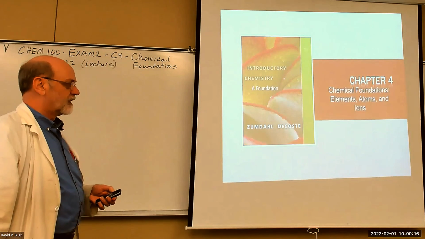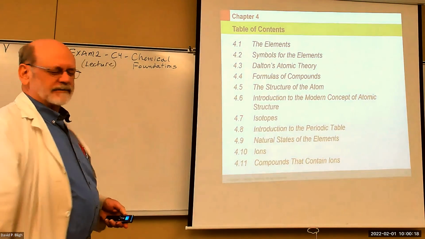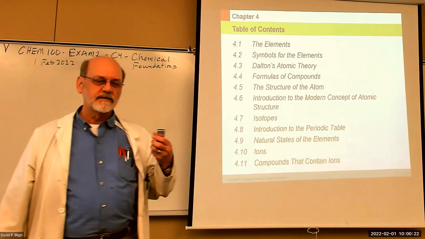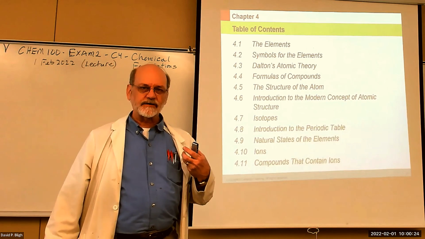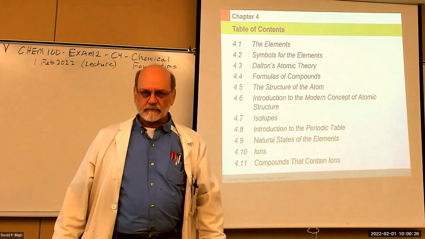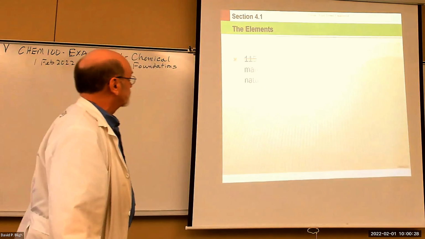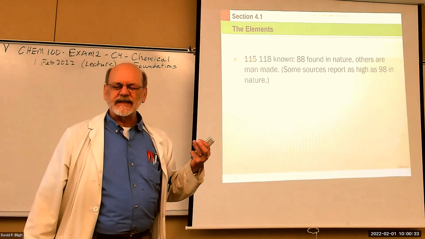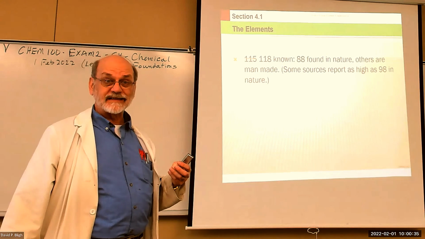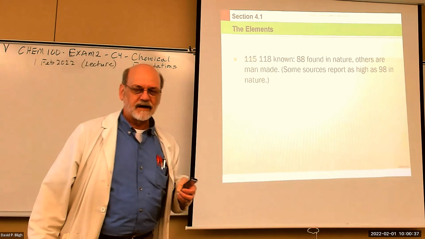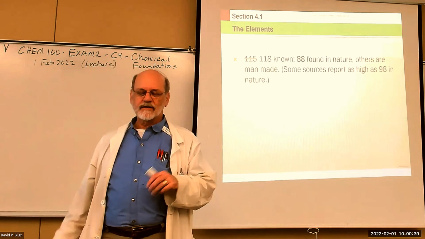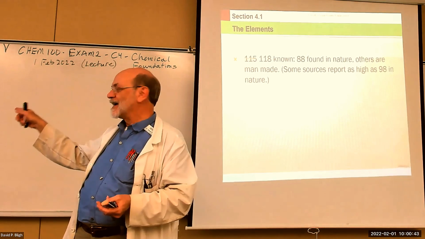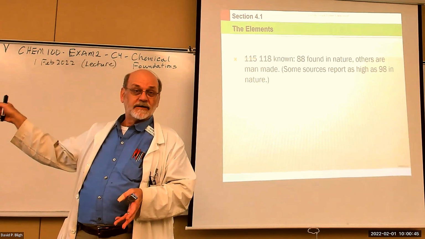Chemical foundations. Where do we start? We start with the elements. Right? The elements are the building blocks of matter. I used to say there were 115 known elements. There are actually 118 now. And rather than swivel the camera, I'll just point over here, and there's a periodic table on the wall.